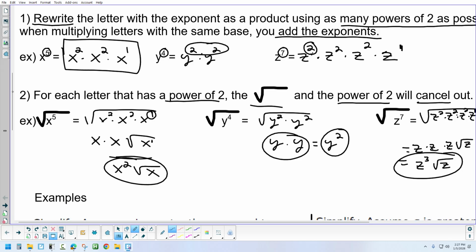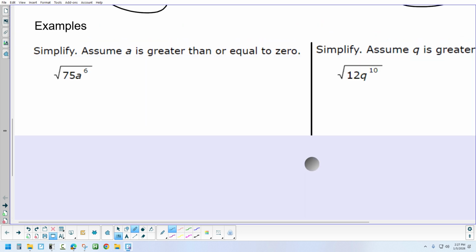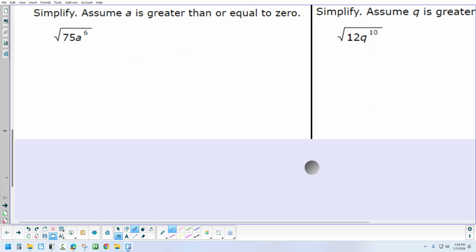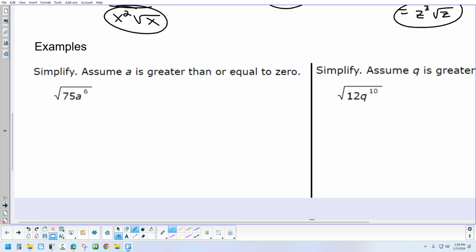All right, so we did one with just numbers, we did one with just letters. Let's look at one with numbers and letters. And actually, this is square root 75. We already did that, so we'll just do it again. When you're dealing with numbers and letters, it's the same idea as doing it separately. We're still going to break it up as much as we can. Let's start by breaking up 75.